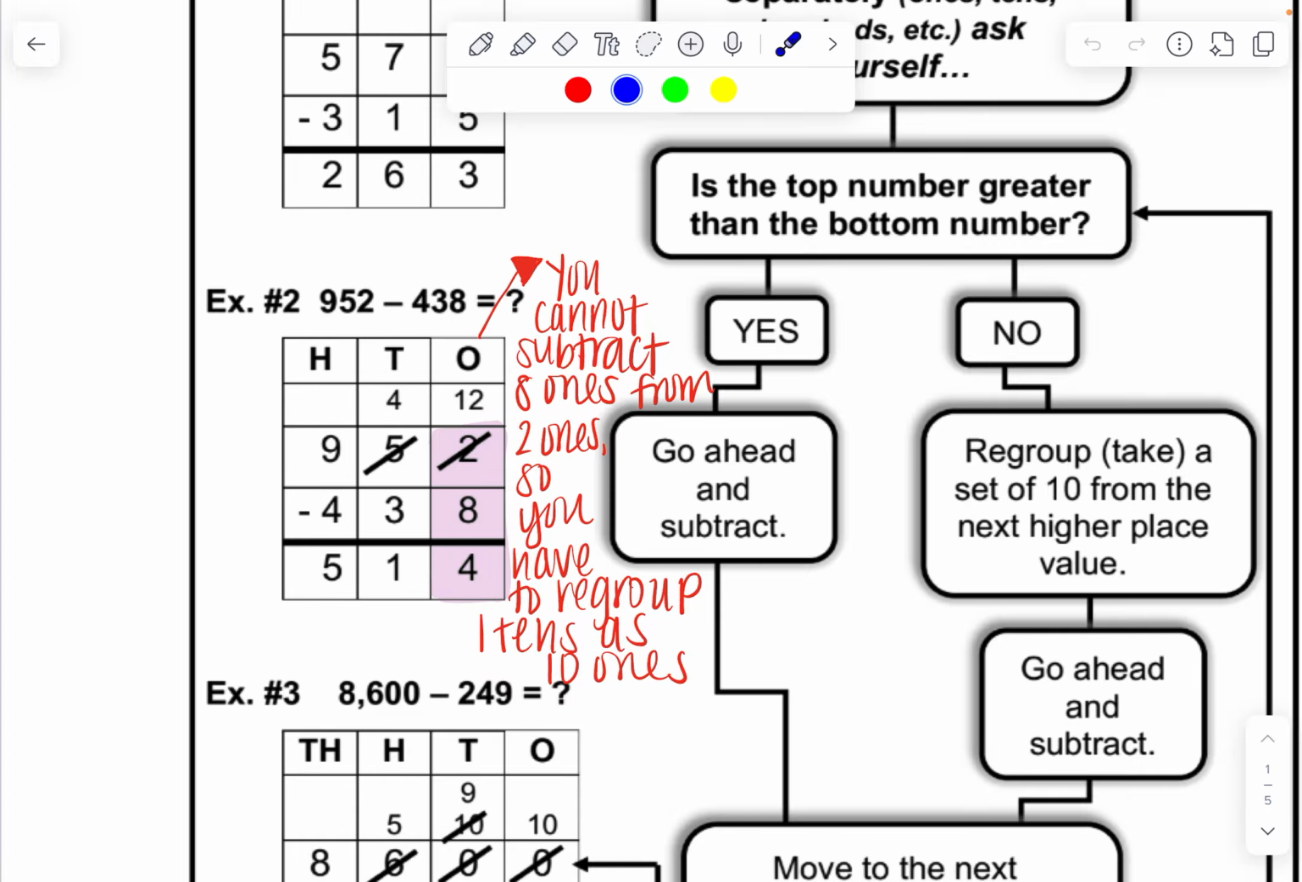I'll say that again. One $10 bill is the same value as 10 $1 bills. They're both $10. So that's all we did. So now instead of 2 ones, we have a total of 12 ones that we are starting out with, okay?